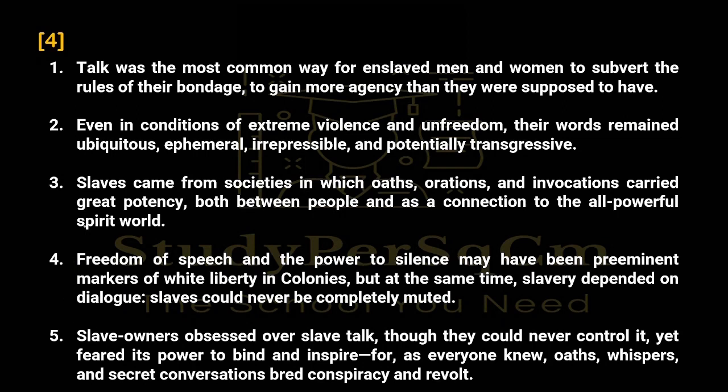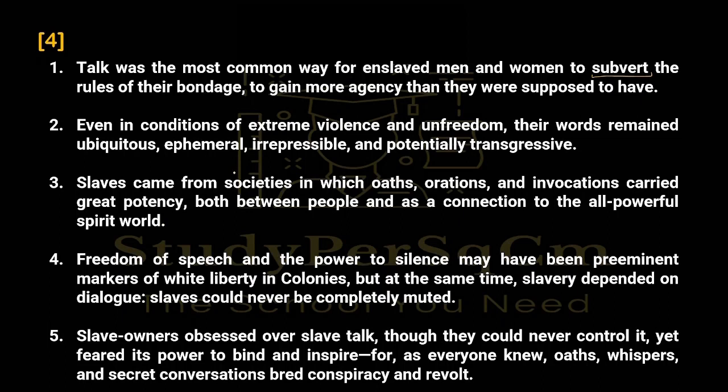Fourth question पे आते हैं. Talk was the most common way for enslaved men and women to subvert the rules of their bondage to gain more agency, and they were supposed to have. Now, subvert means to kind of fight, to kind of undermine something, to kind of not follow something. So, talk was the most common way.